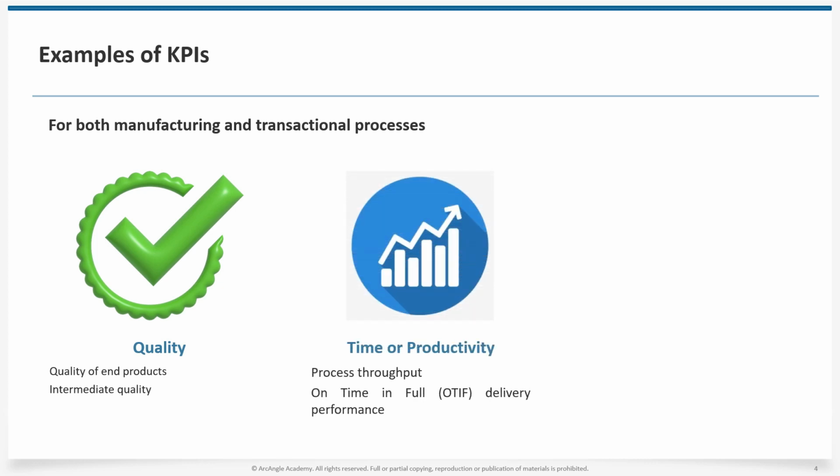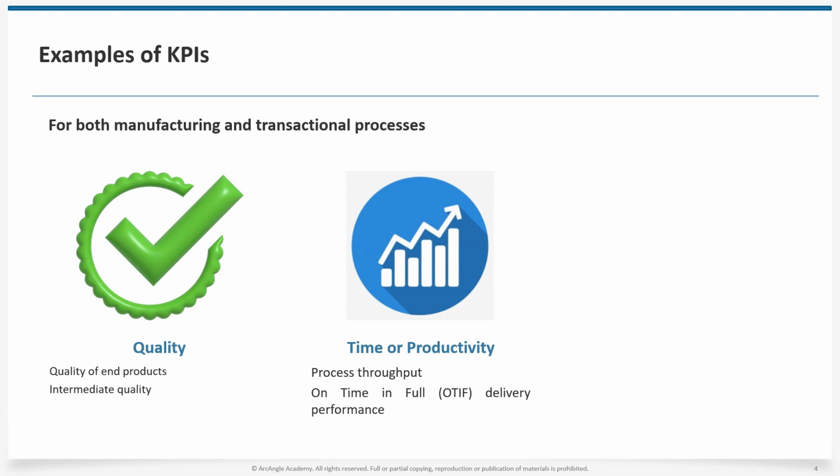Time or productivity KPIs for manufacturing, process throughput. This KPI measures the number of units produced or processed within a given time frame. Cycle time. It represents the time taken to complete one cycle of a process, from start to finish. Overall equipment efficiency, OEE. This KPI evaluates equipment productivity, considering factors such as availability, performance, and quality.